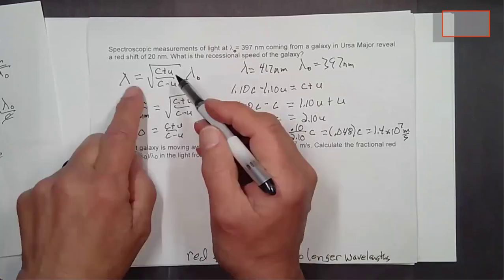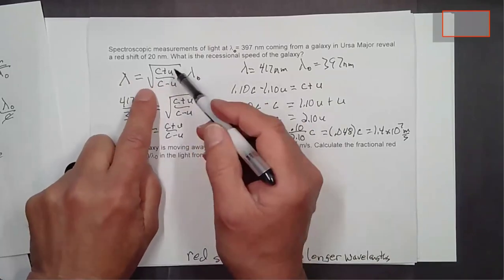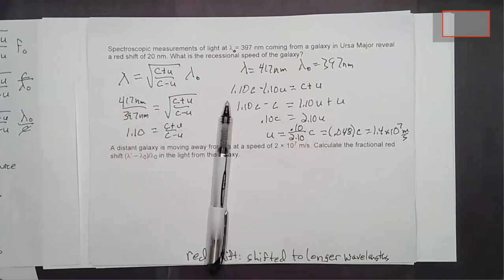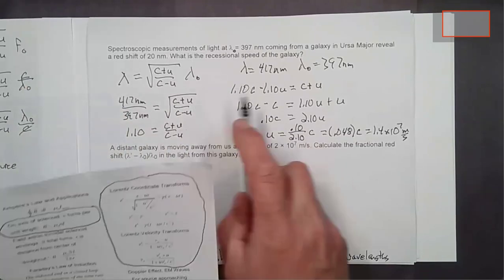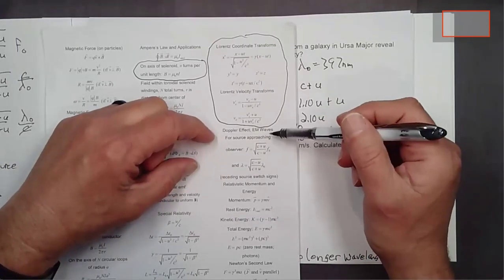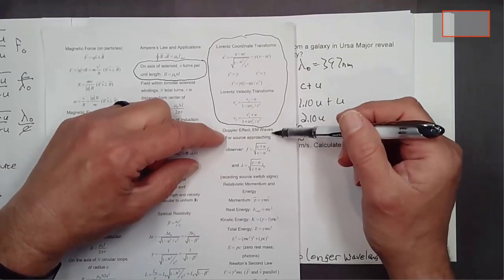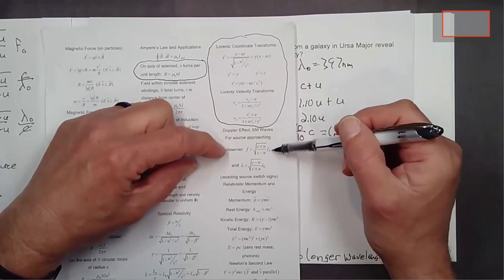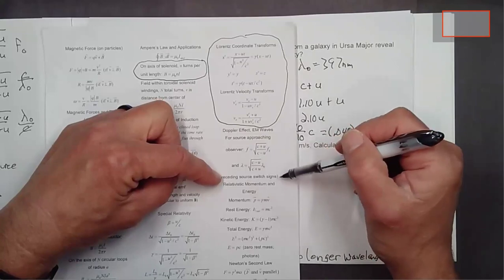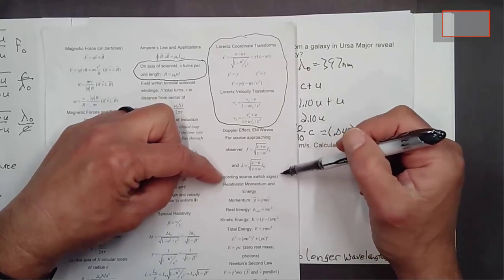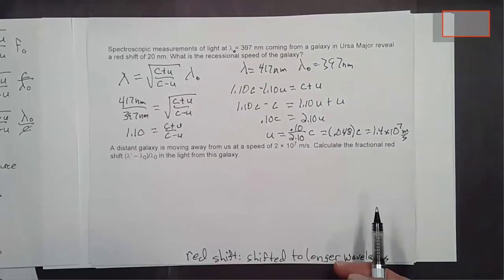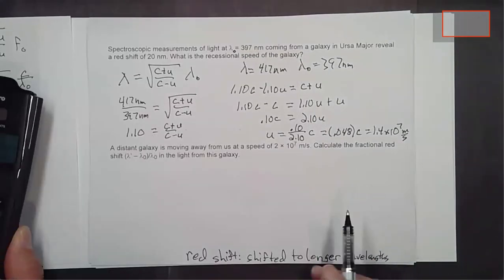The tricky part was having to recognize that you had to swap the signs. Let me look on this. Yeah, I've got it here. The Doppler effect for electromagnetic waves. For a source approaching, I've got the formula, and I say receding source, switch the signs. And receding means it's moving away from you. So that's kind of taken care of there.